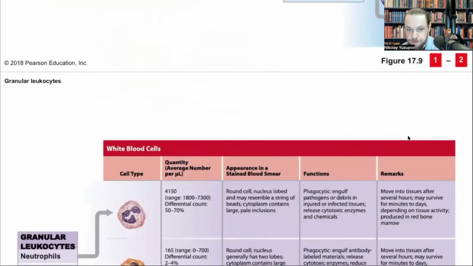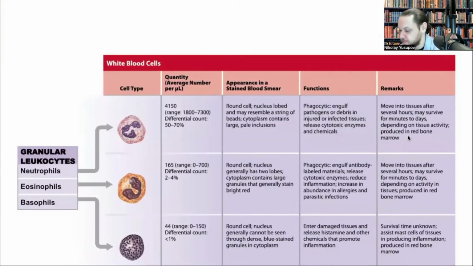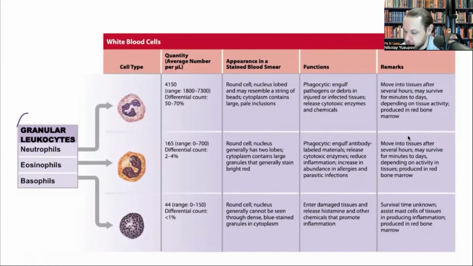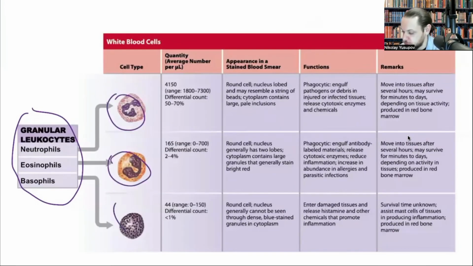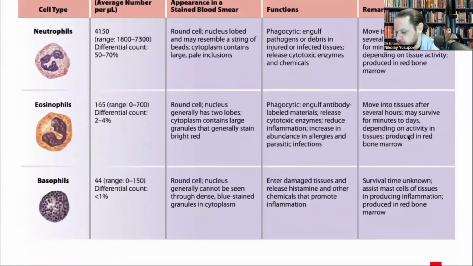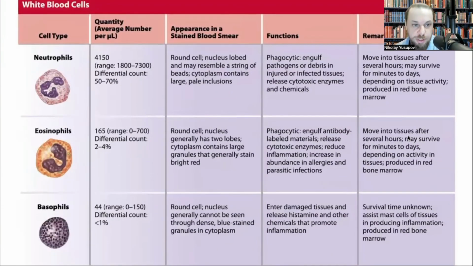Okay. So let's talk about some of the functions. Here we see again granulocytes being these cells: neutrophils, eosinophils, basophils. Let's talk about the functions. So we see neutrophils, they're multilobated.